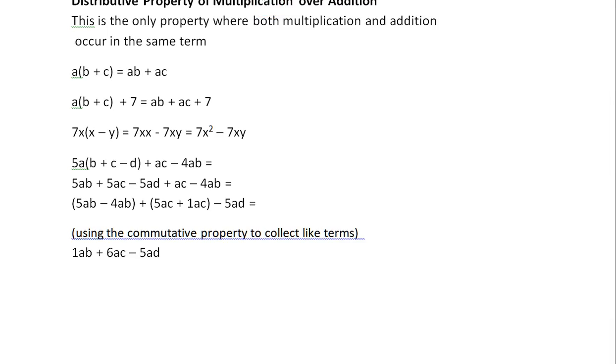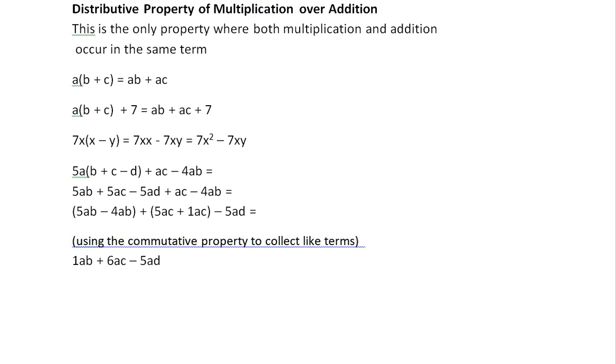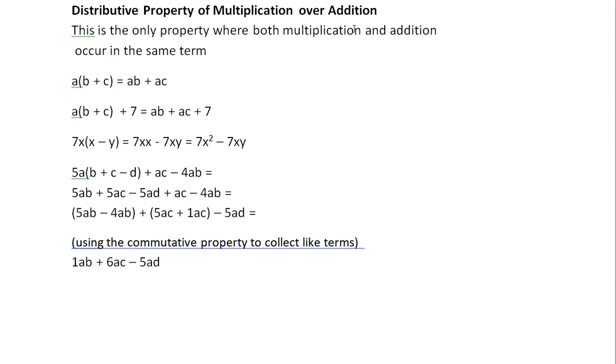Okay, welcome back. This is the last little bit of our properties involving real numbers. The last property that I'm going to talk about here, and there are actually some others that we are not going to cover, but that's because it's upper level math. Distributive property of multiplication over addition, and we have shortened that up to say the distributive property.